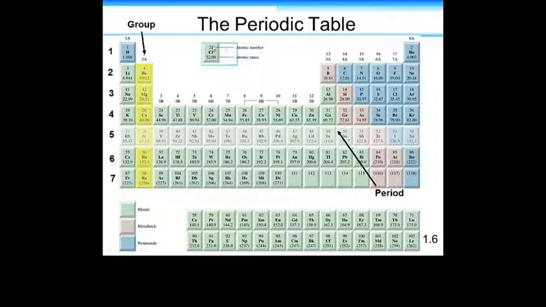The atomic number provides information about how many protons there are in an atom, and we'll talk more about what a proton is later on.